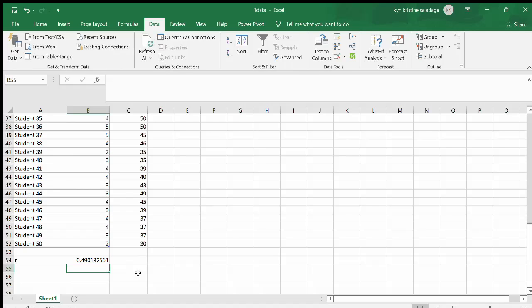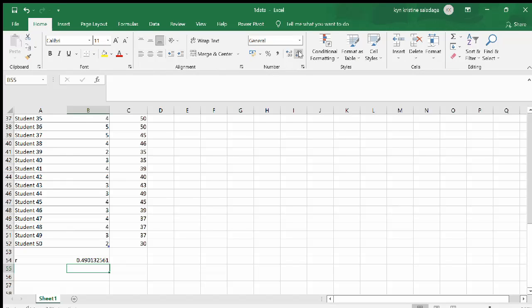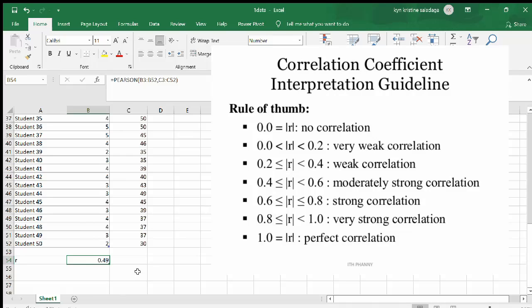Enter. And we have the result. We can have it in 2 decimal points by clicking this one here up in the numbers, reducing it into 2 decimal points, and we have the value of 0.49. Since our value is 0.49, it is greater than 0.4 and less than 0.6. Therefore, the correlation of the data is moderately strong.